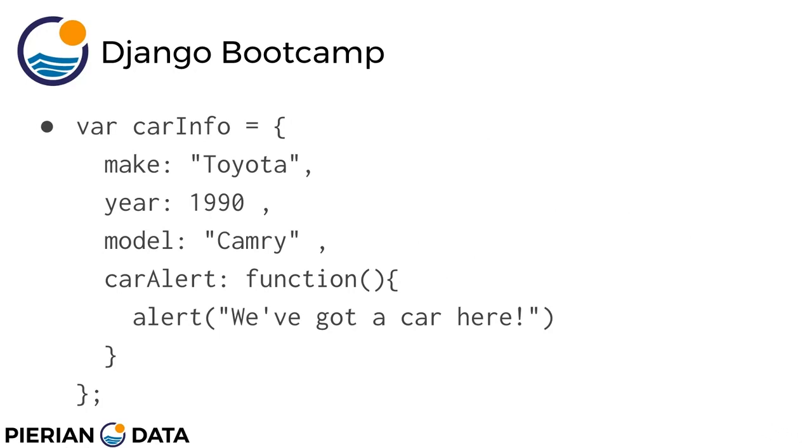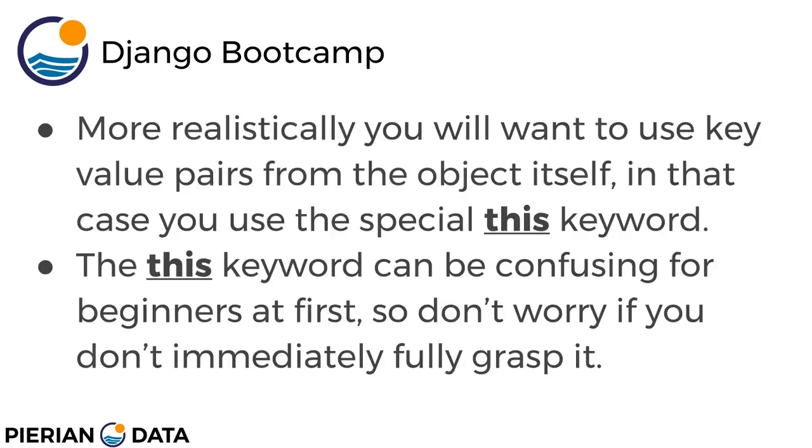We have the make, year, and model, and then we actually input a function there as the value for a key. So the key is car alert, and the value there is an actual function. The function just says, alert, we've got a car here. And then we can actually call that method off of the car info object, meaning we can call methods off objects, and they essentially act as functions inside of an object.